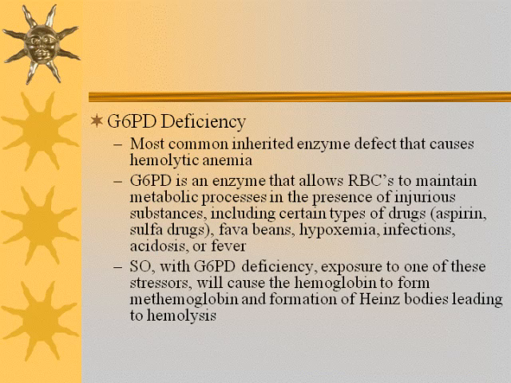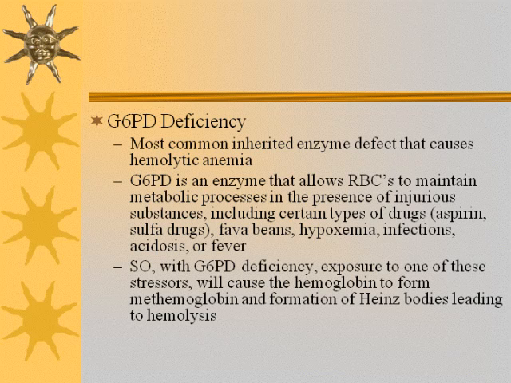The last of your genetic hemolytic anemias would be G6PD deficiency. This is an enzyme deficiency that causes hemolytic anemia. It stands for glucose-6-phosphate dehydrogenase deficiency. Aren't you glad they sum that up into G6PD? If I put it on the test, it will say G6PD. But again, it's an inherited enzyme defect.